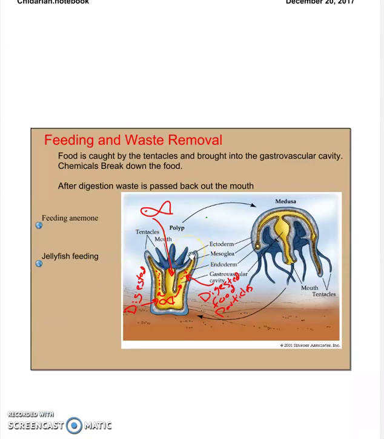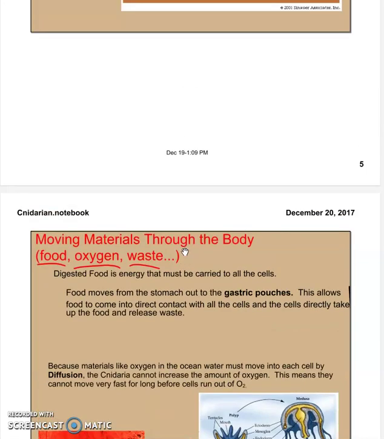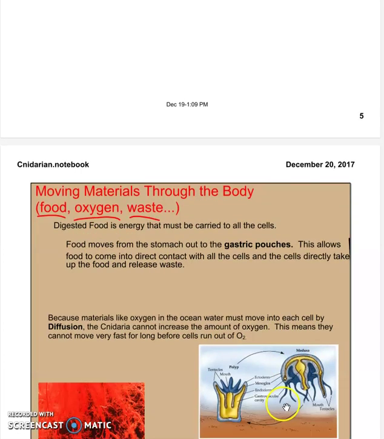Again, if any of this is stuff you don't have, you can always pause this video or go back and look at these slides. These are the slides we showed in class, and you can just copy the information. We started talking about moving materials through the body, that food, oxygen, and waste are the primary materials that have to get moved through the body. And we talked about how that food and oxygen is passed from cell to cell as a way of moving that food and oxygen, particularly out of areas called the gastric pouches, which are part of the gastrovascular cavity. That's the opening inside of the cnidarian.